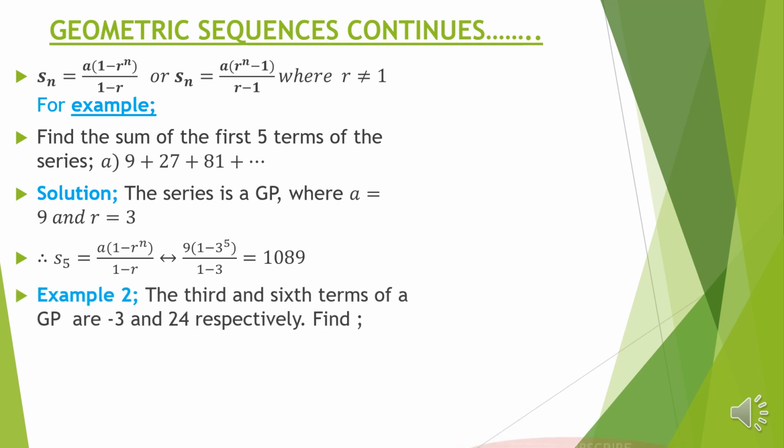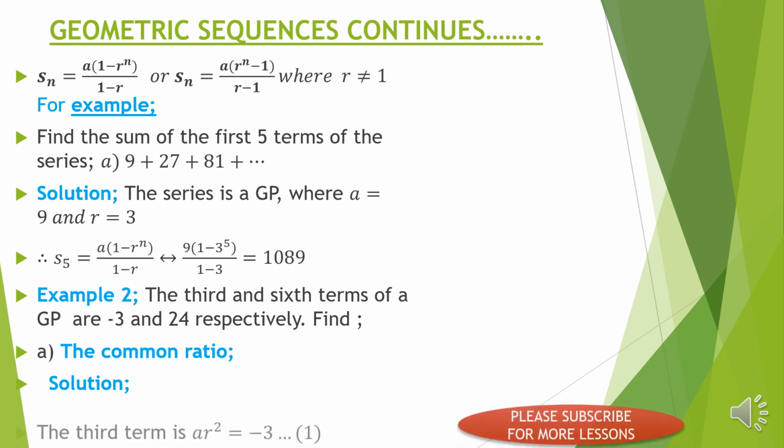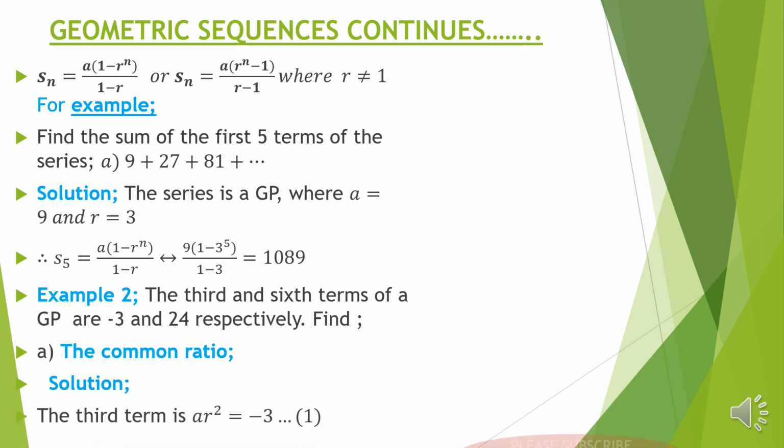Second example: the third term and the sixth term of a GP are -3 and 24 respectively. Find A, the first term, and the common ratio. On a quick note, we are going to check the solution of this. And how do I go on? First of all, I look at what I'm given. Remember here, we are given the third term, which is -3, and the sixth term, which is 24.